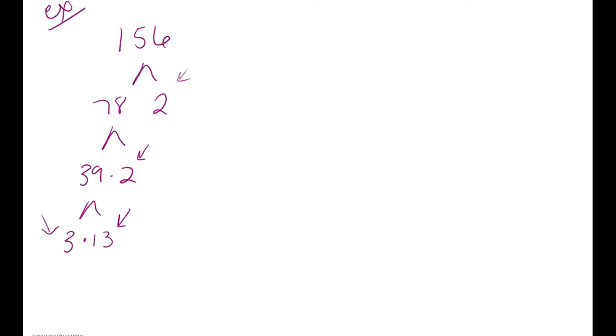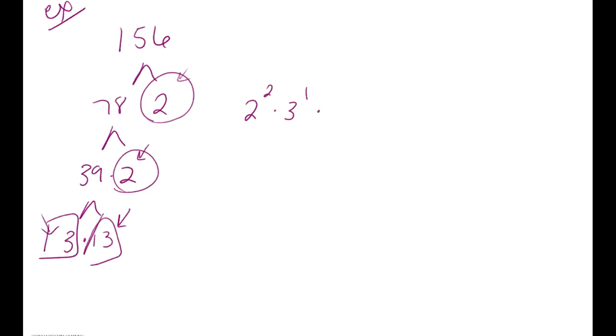Now I'm going to count the number of primes I have and write my prime factorization. So I have 2 2's, so I'm going to have 2 to the 2. I have 1 3, and then I have 1 13. So the prime factorization of 156 is 2 to the 2 times 3 to the 1 times 13 to the 1.